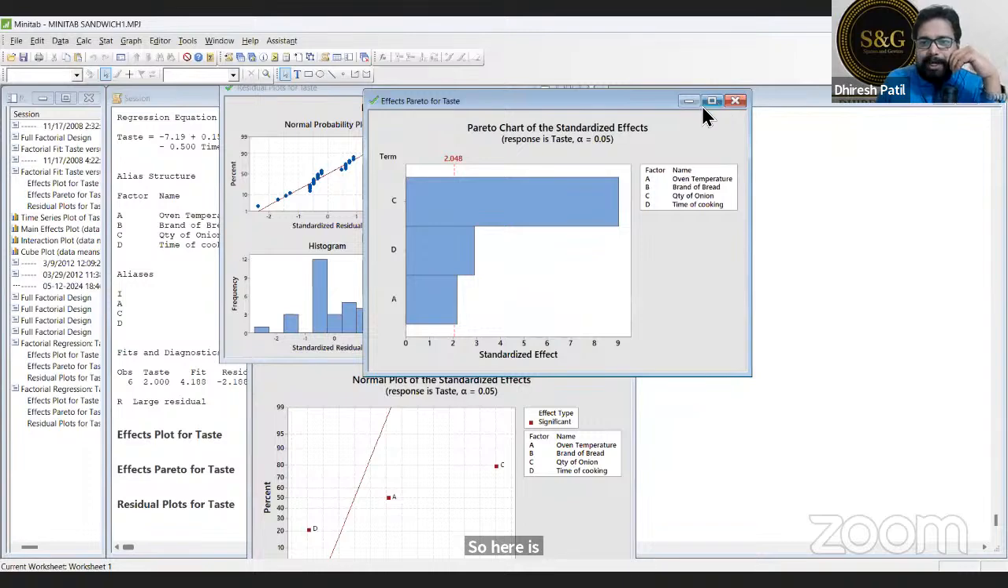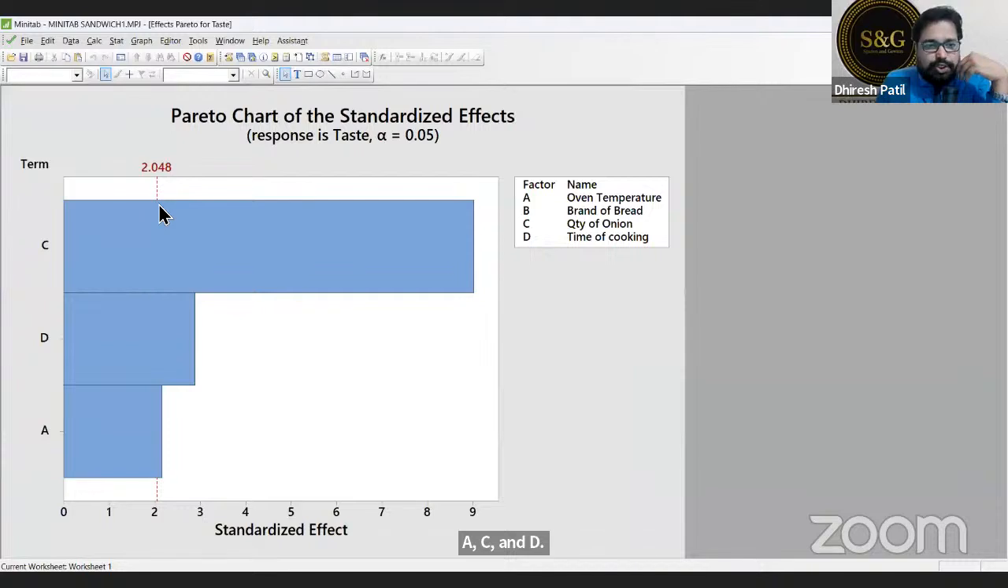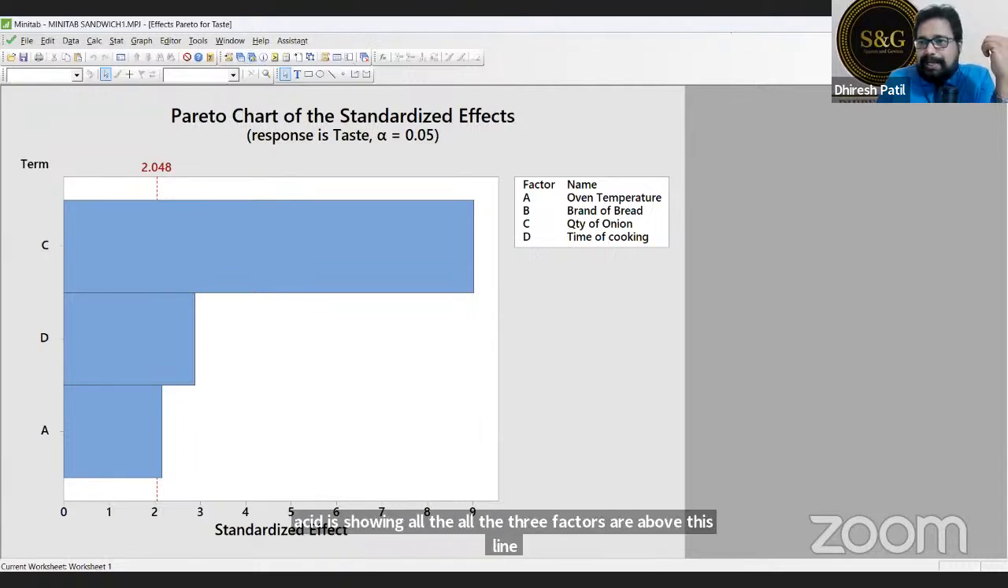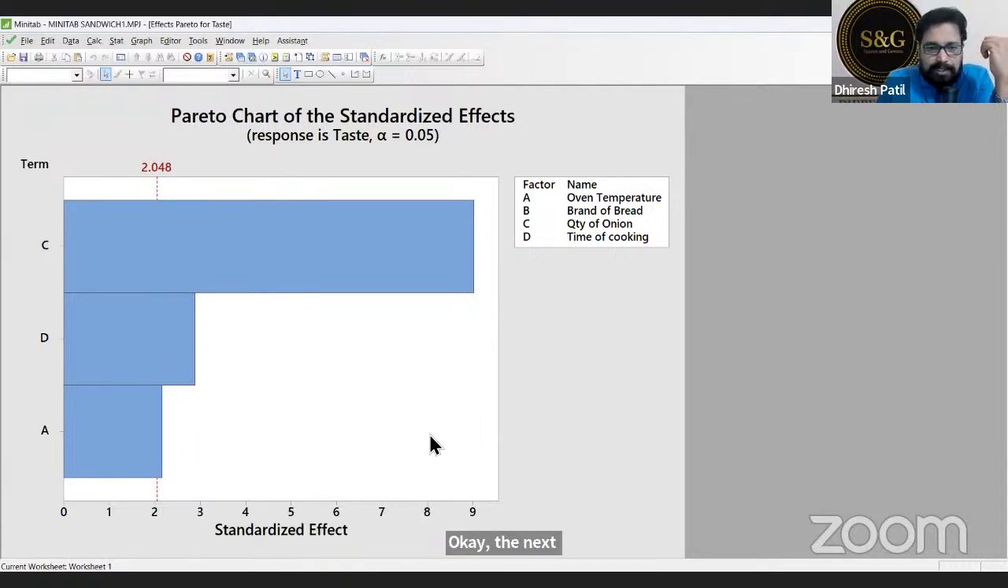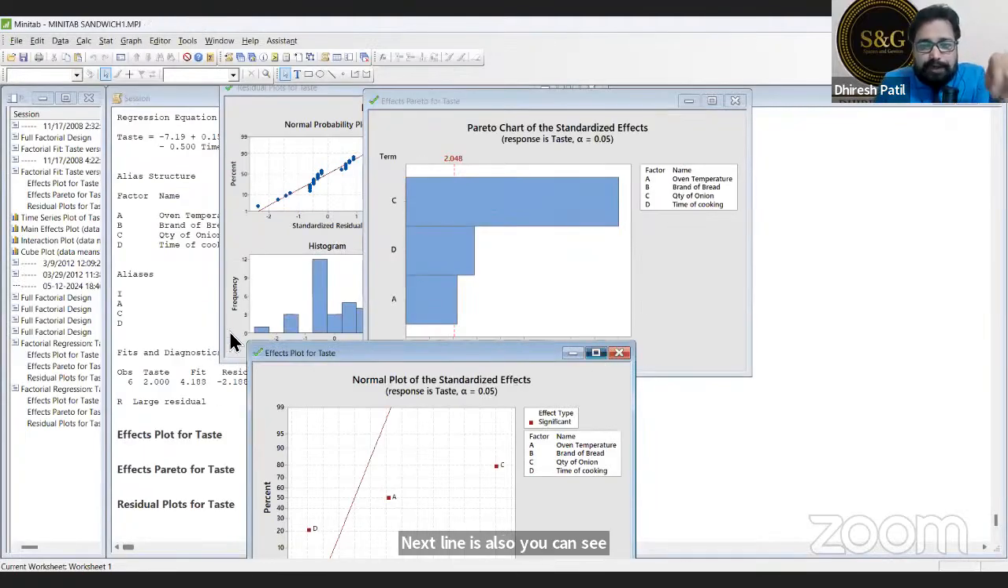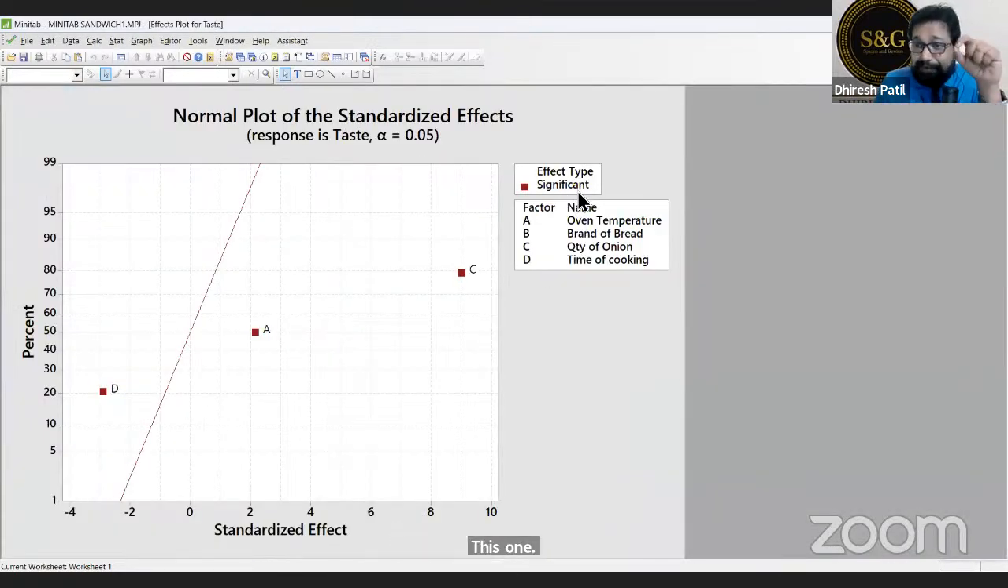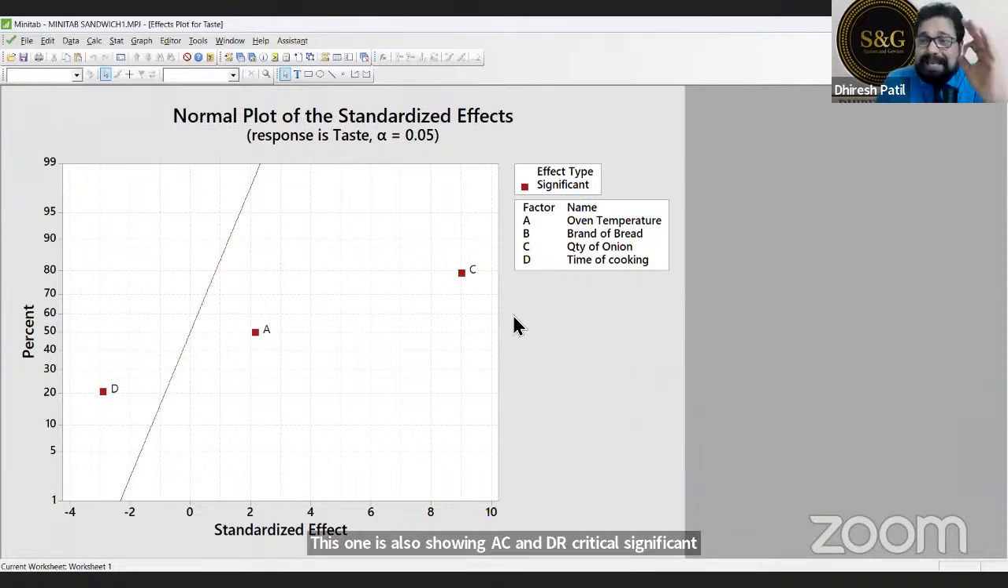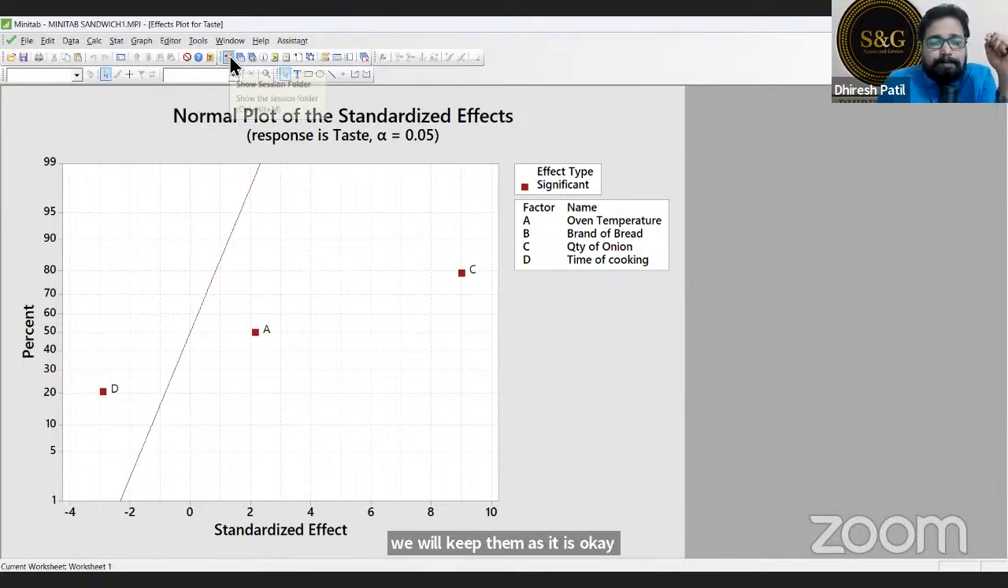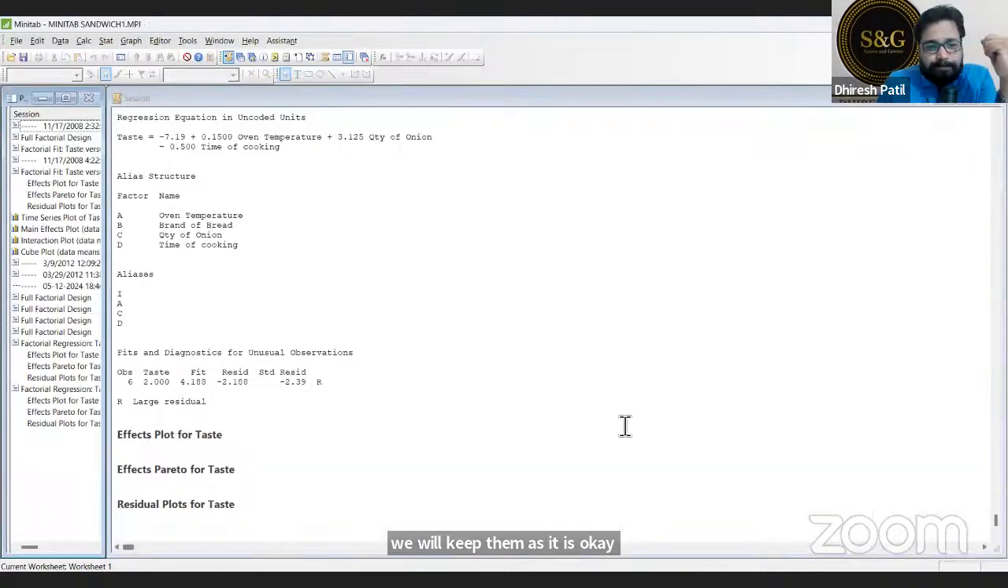In the Pareto analysis, it is showing all three factors are above this line. The next plot also shows A, C, and D are critical, significant factors. So we will keep them as they are. Okay, let's go back to our sessions folder.